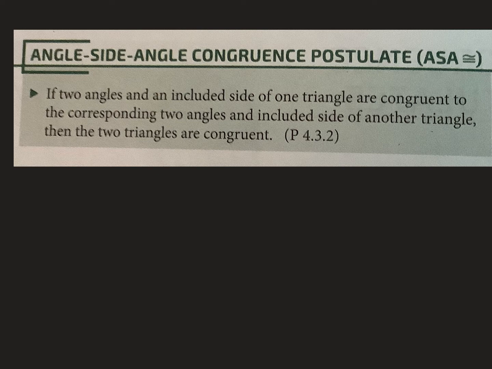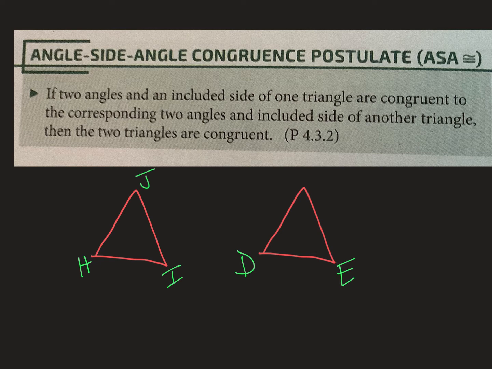All right, so the angle side angle congruence postulate. If two angles and an included side of one triangle are congruent to the corresponding two angles and an included side of another triangle, then the two triangles are congruent. So what that means is we have two triangles. So we have H, I, and J, D. All right, so two angles. So 1 and 2.